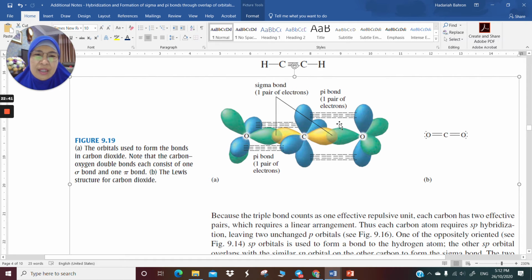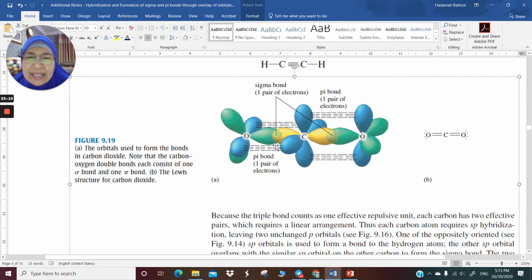You have the Pz orbital of C and the Pz orbital of O making a pi bond on this side, and the Py orbital on carbon and the Py orbital on oxygen, on the other side, will make another double bond on the left side of the molecule. So you have a double bond happening here and a double bond happening there.